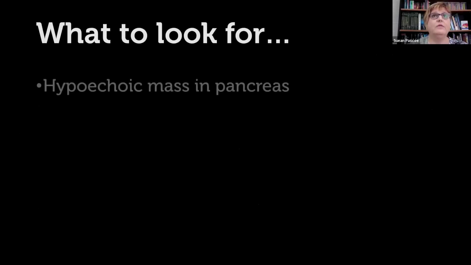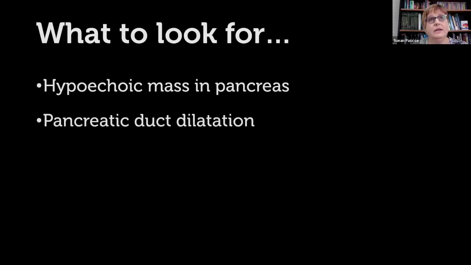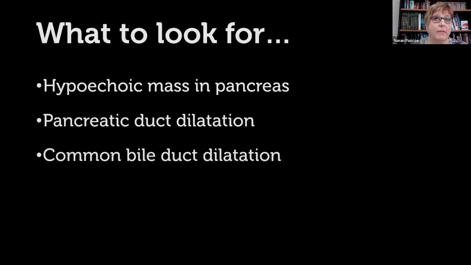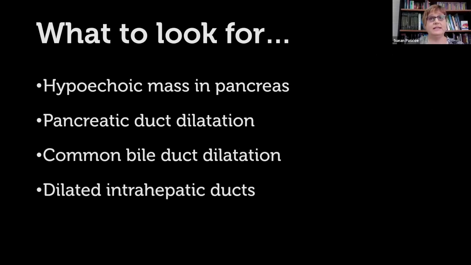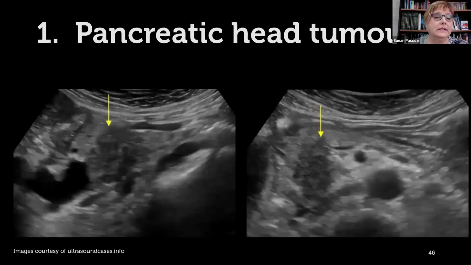So what we're looking for here is a hypoechoic mass in the pancreas. You can see pancreatic duct dilatation, you might see common bile duct dilatation, you might see dilated intrahepatic ducts. And in some cases, if that obstruction is quite marked, you'll even see a really big swollen gallbladder.